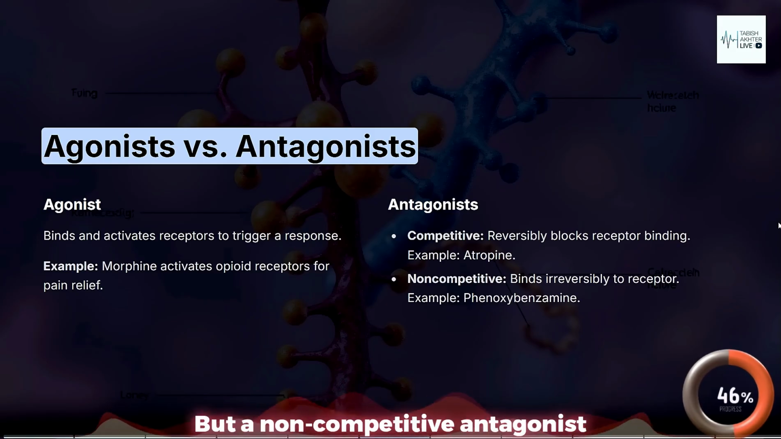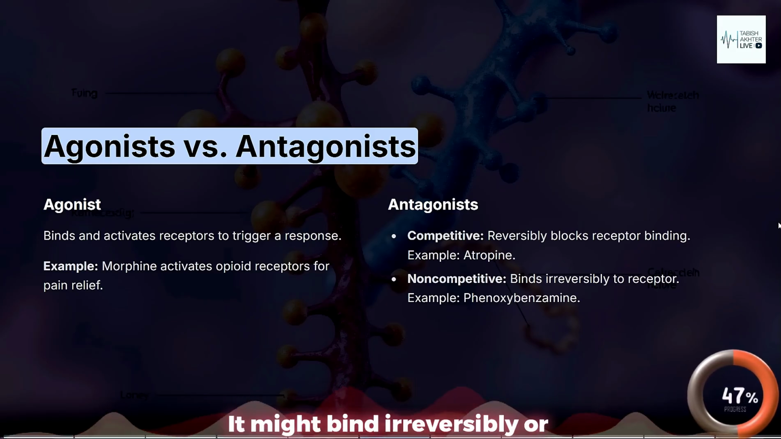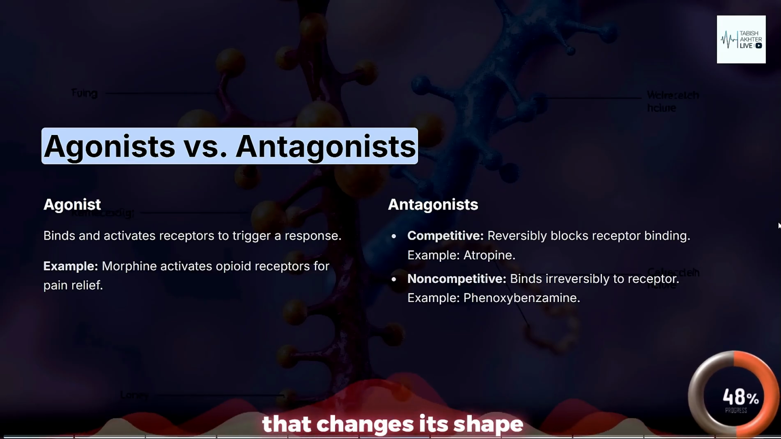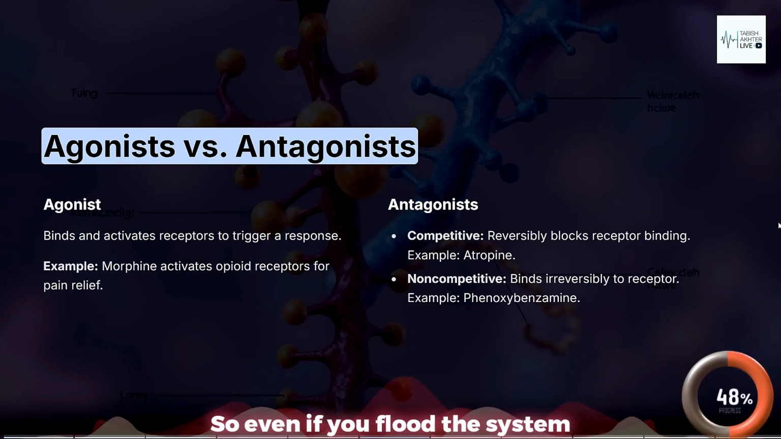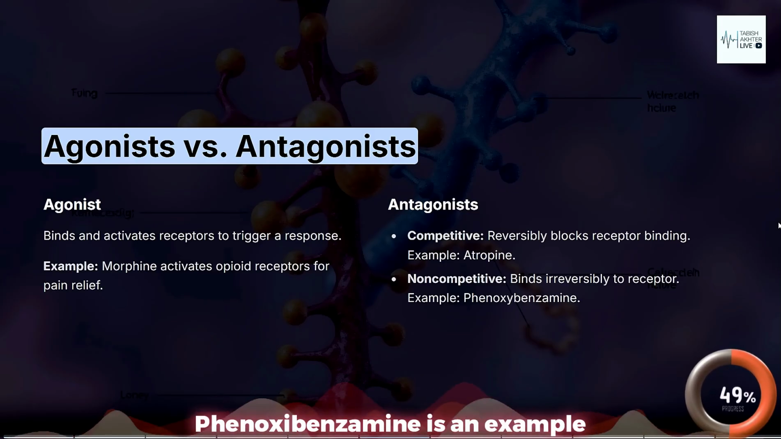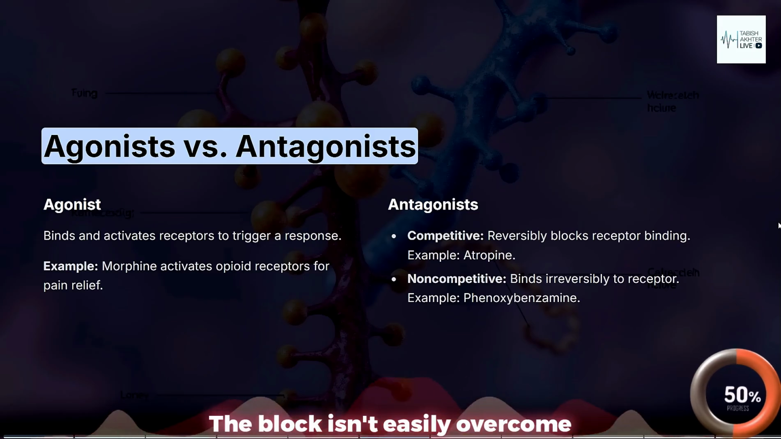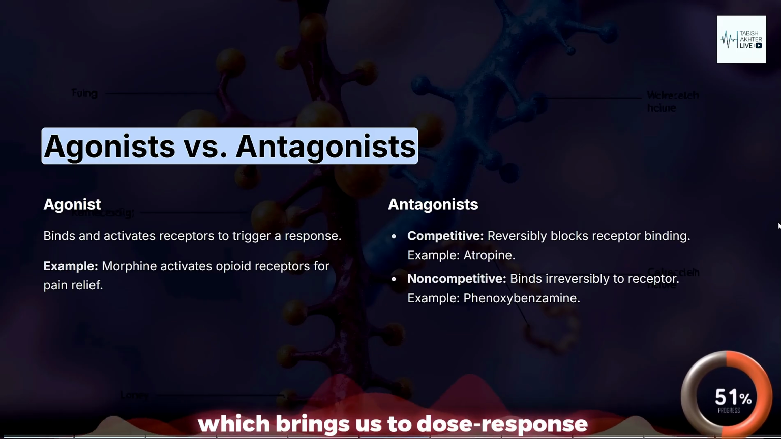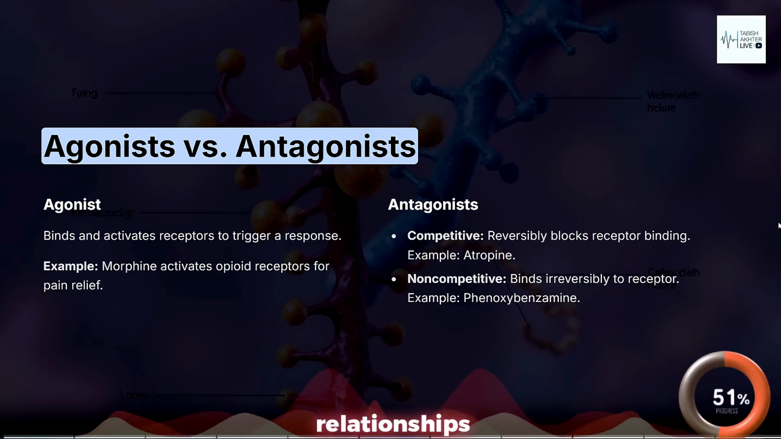But a non-competitive antagonist is different. It might bind irreversibly or bind somewhere else on the receptor that changes its shape. So even if you flood the system with agonist, it can't produce its full effect. Phenoxybenzamine is an example there. The block isn't easily overcome. That really highlights why dosage is so crucial. Which brings us to dose-response relationships.